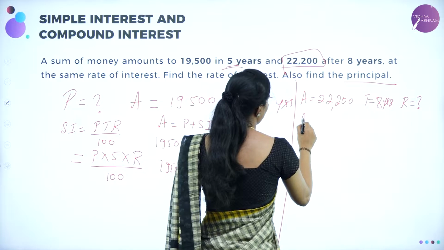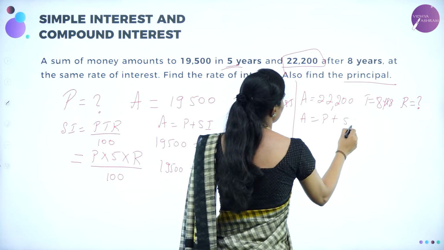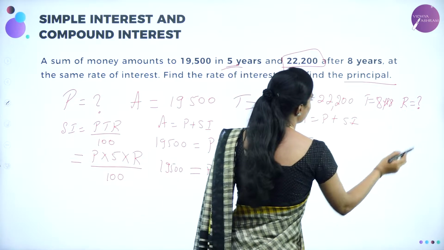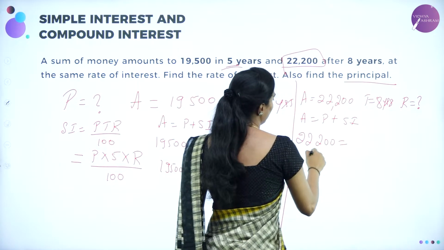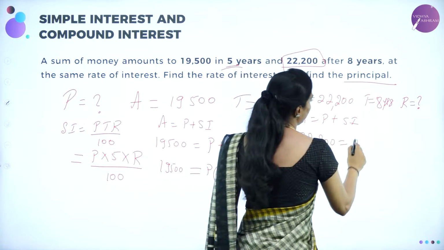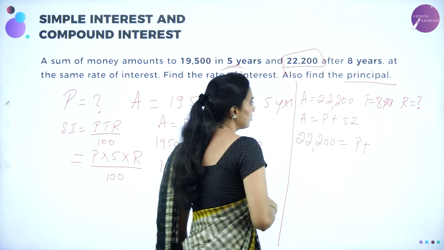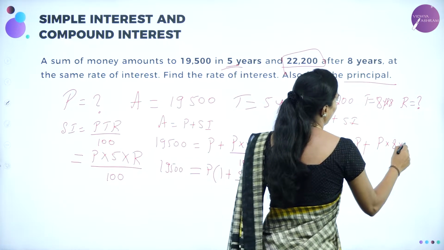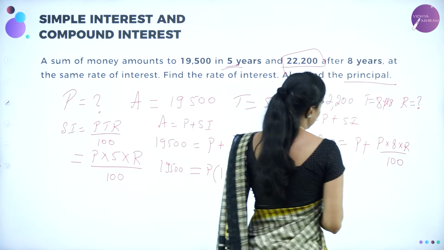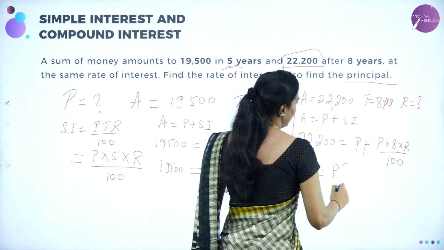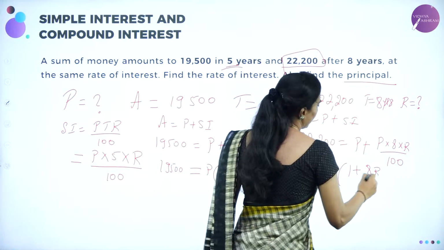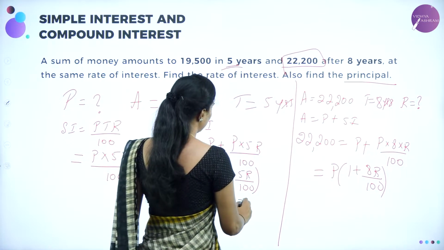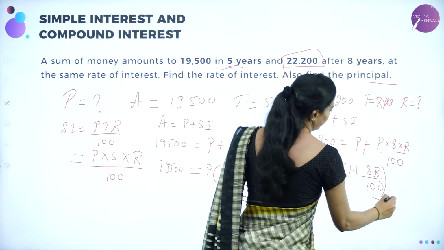A is equal to P plus SI. So you are going to have A equal to 22,200, which is equal to P plus SI, P plus PTR. So you are going to have P into T, 8, into R divided by 100, which you can write as P into (1 + 8R divided by 100). Let me call this equation 1 and this equation 2, correct?